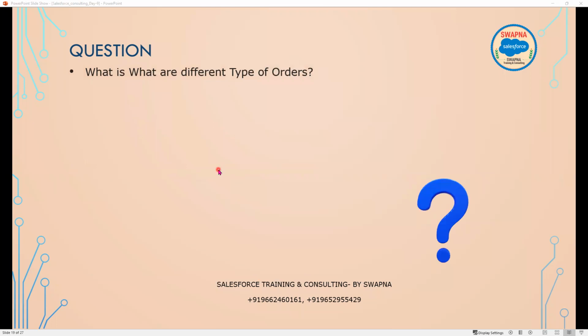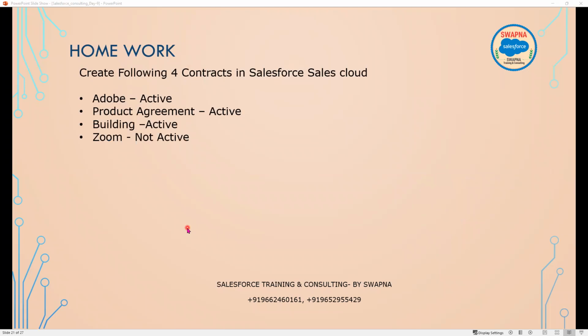What are the different types of orders? Two types of orders: purchase order and order. What is the purchase order called? Business to business, B2B. And the order is called? B2C. Right.